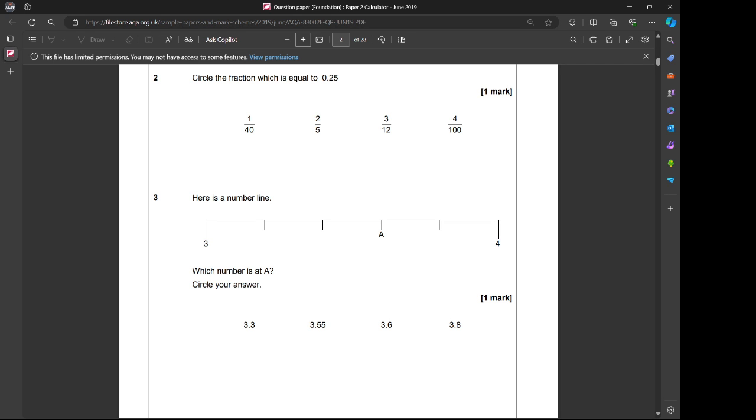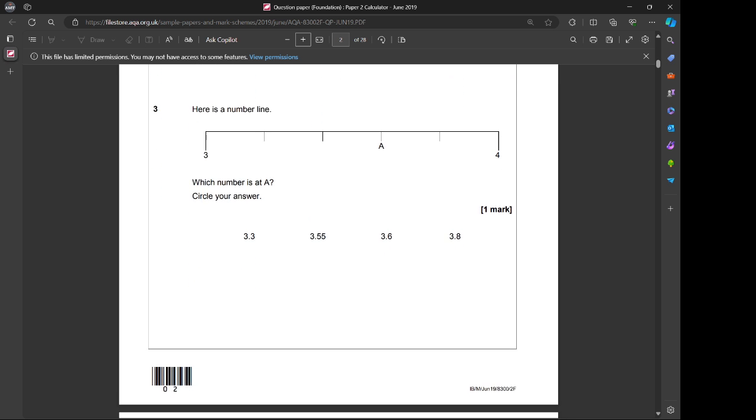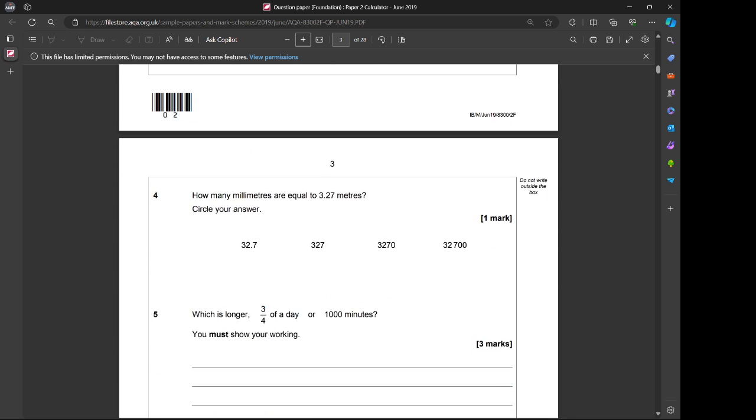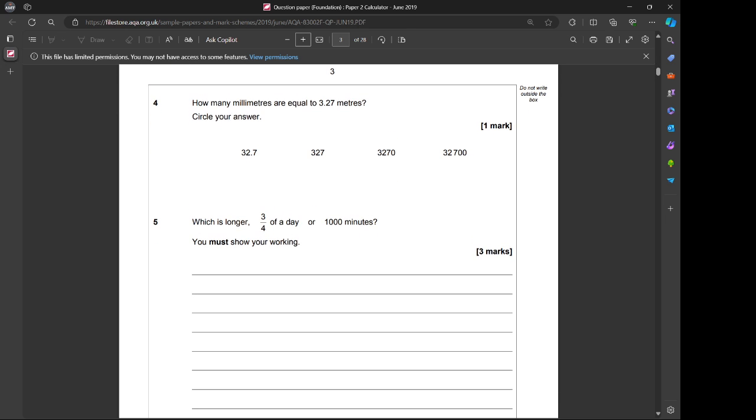Well done to Zelty, well done CF the Best. Well done, guys. That's question 1 to 3 done now. On to question 4 and 5.